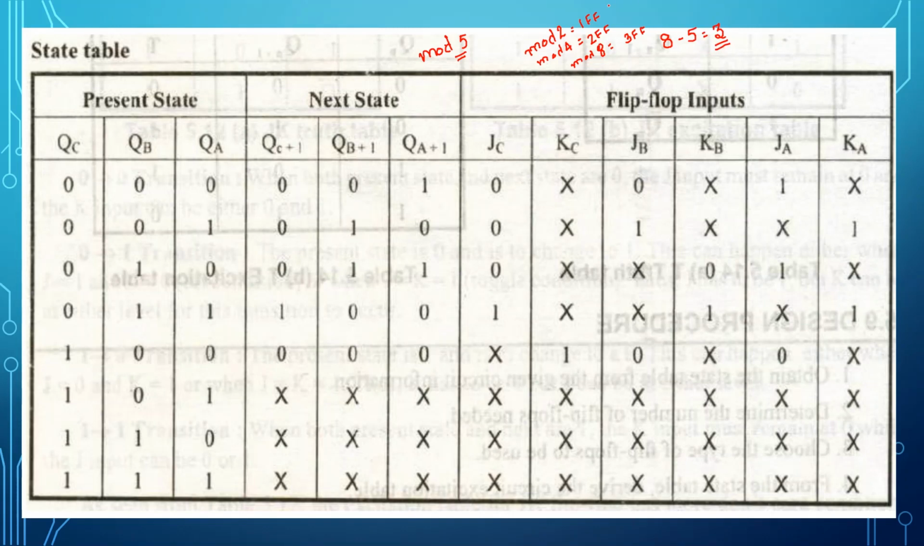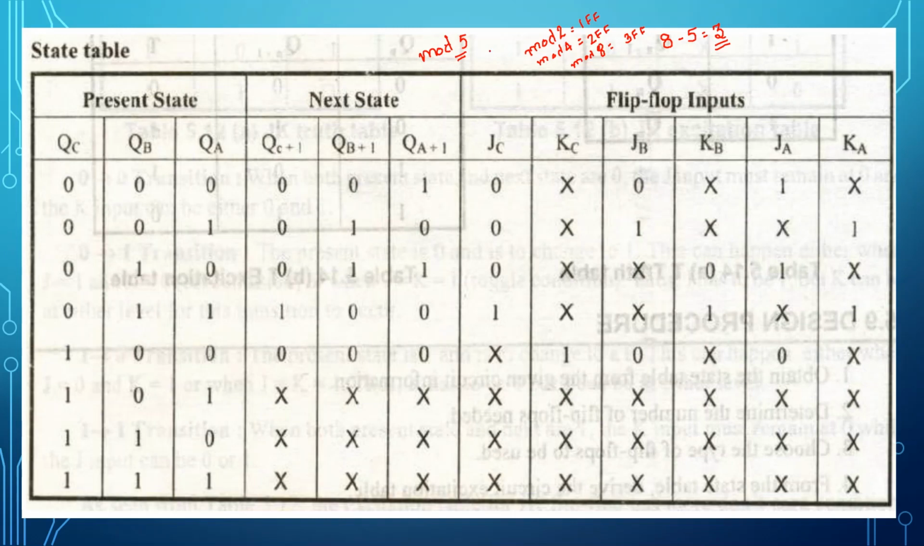So my mod 8 counter can be counting from 0, 1, 2, 3, 4, 5, 6, 7. But you are expecting that counter to be counting from 0, 1, 2, 3 and 4. 5, 6 and 7 have to be removed. So that is regarding the number of flip-flops I am going to take when I am selecting the flip-flops for the modulus.